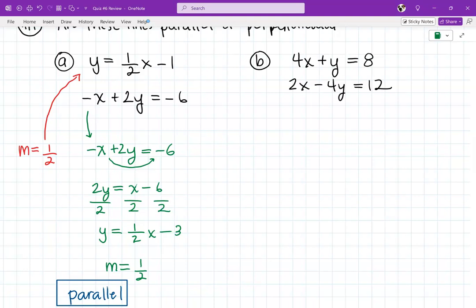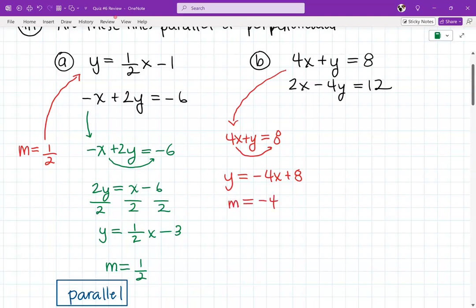None of them are solved for us, so we are going to have to solve both of them. Okay, so let's start off with this top one here. So 4x plus y equals 8. I'll subtract 4x. So y is equal to negative 4x plus 8. So I know my slope is negative 4. So if the other equation has a slope of negative 4, then these are parallel. If the other equation has a slope of what? They're perpendicular.